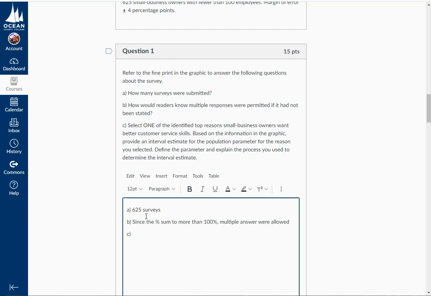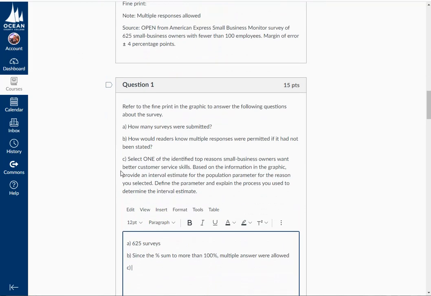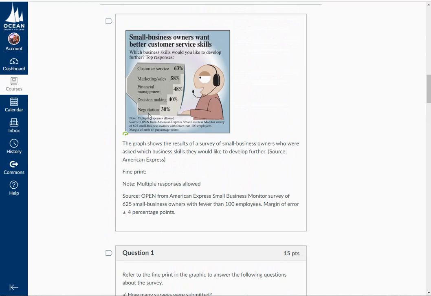Next, it says select one of the identified top reasons small business owners want better customer service skills. It's a little bit of a typo, business skills, but that's okay. Based on the information in the graphic, provide an interval estimate for the population parameter for the reason you selected, define the parameter, and explain the process you used to determine the interval estimate. Questions 1, 2, and 3 have you select one of these. I'd like to ask that you select different ones than I'm doing here. You can see the way I'm doing it, but when you go to your own project, do it separately. So I'm just going to select customer service.